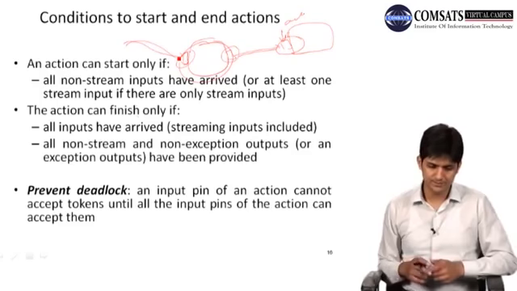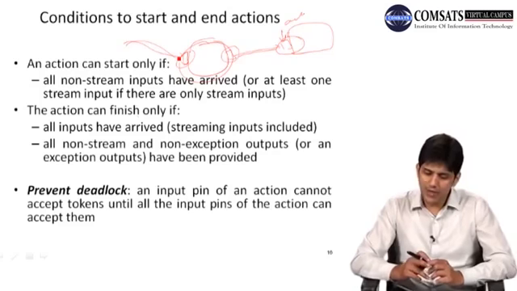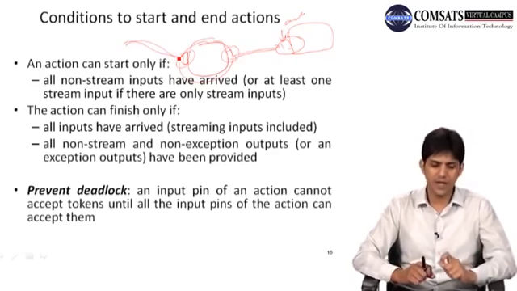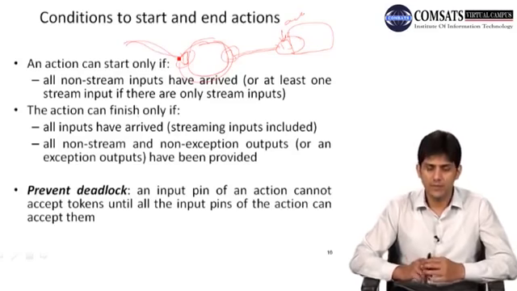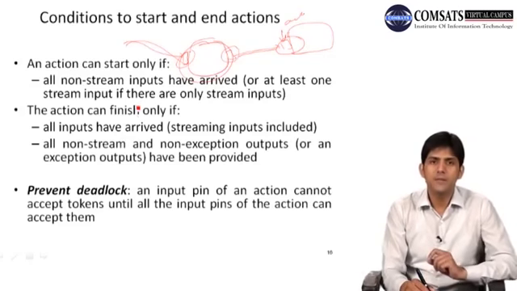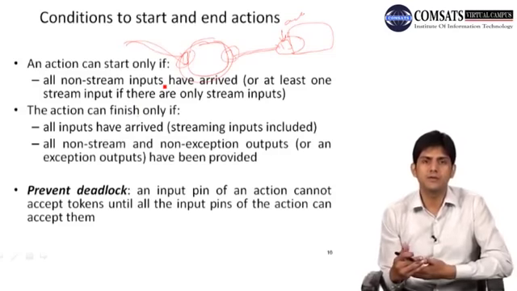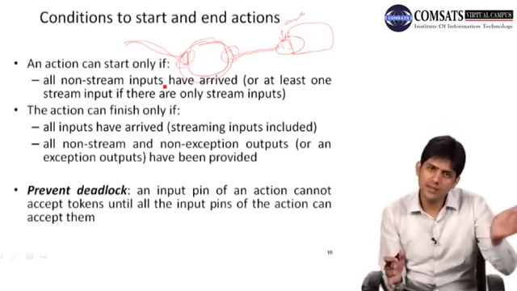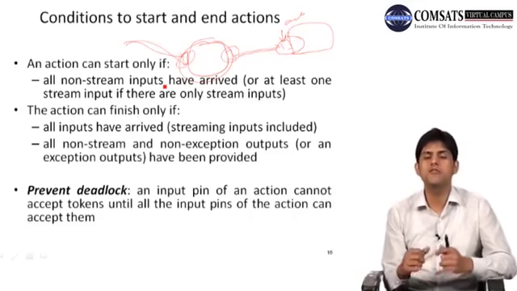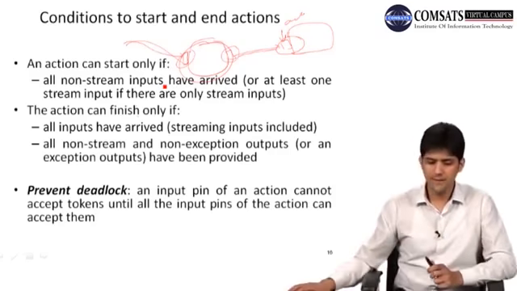And how do we prevent deadlock? An input pin of an action cannot accept tokens until all the input pins of the action can accept them. Okay, so if there is an action which has multiple input pins and they are holding some values, so basically they cannot accept more inputs, the other pins would not accept any other input. They will wait for those inputs to be processed, and then they will start accepting new ones. So that's how deadlock is prevented, or represented, in an activity diagram.